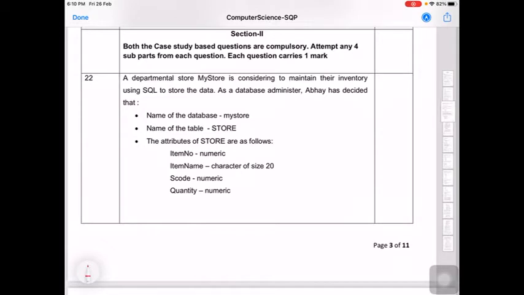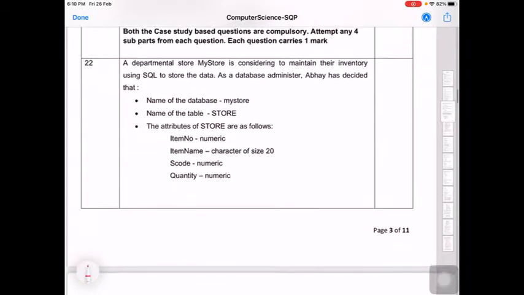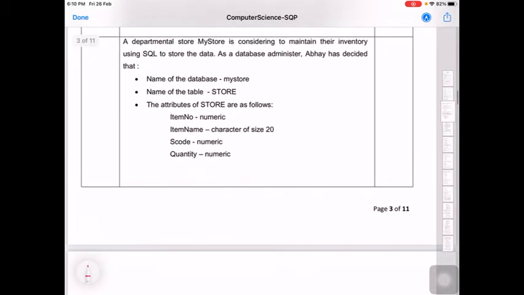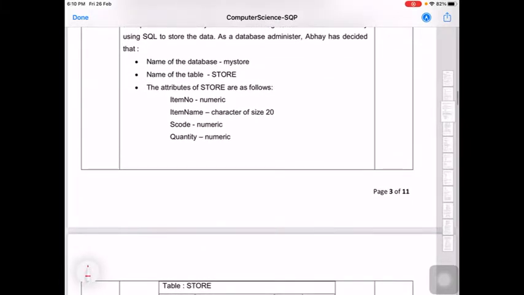For this case study question, you must go through the theoretical part of it before moving to the questions. Here you must remember the name of the database being used, the name of the table, and the attributes that are being used with their types, because the type is very important when you are dealing with insert queries and others.